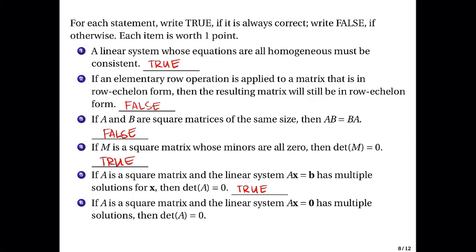And number 6 is actually the same, except that we have here 0. So we'll just copy. So this is for any column matrix B. And here you have the 0 column. So they also mean the same thing. So that's for the true or false question.